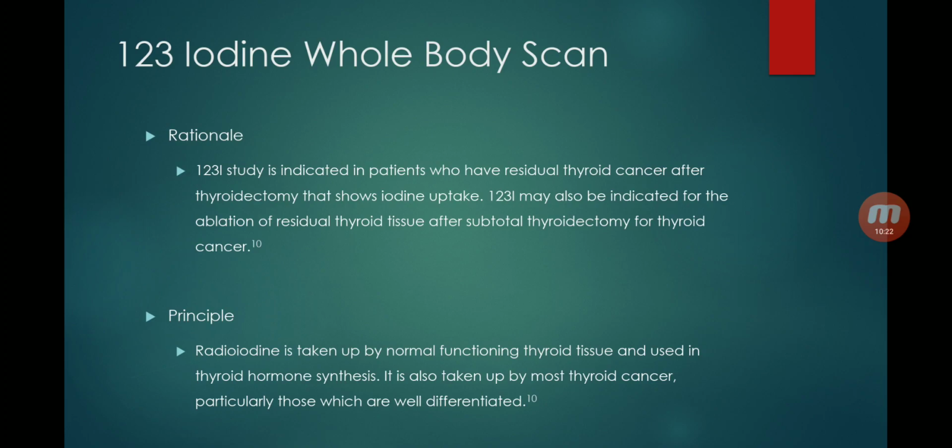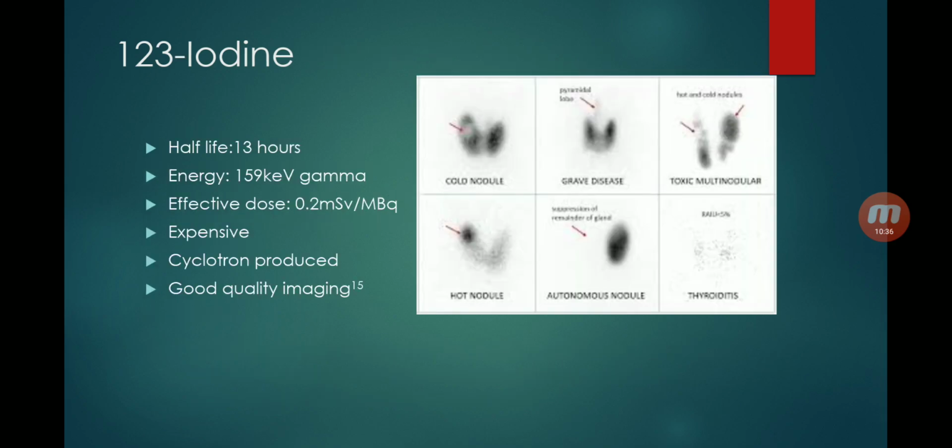Radioiodine is taken up by normally functioning thyroid tissue and used in thyroid hormone synthesis. It is also taken up by most thyroid cancers, particularly those which are well differentiated. The iodine-123 half-life is 13 hours. The energy is 159 keV. The effective dose is 0.2 mSv per MBq.